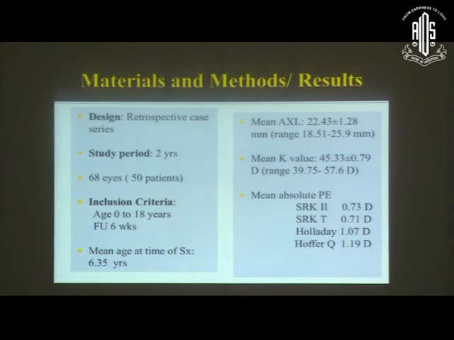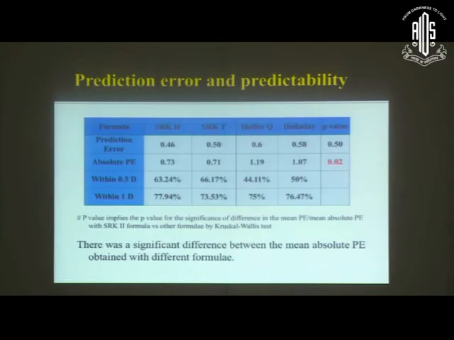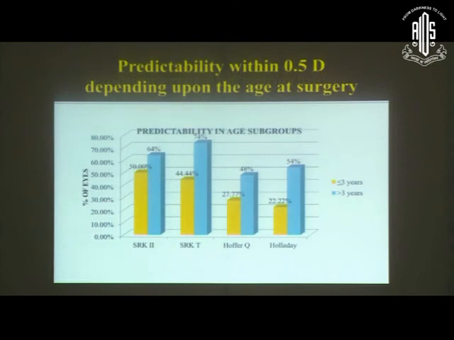SRK2 and SRK-T were similar, and it was higher in Hofer-Q. And we found that there was significant difference between the mean absolute prediction error obtained in all the 4 formulas. So none of the formulas were together in the prediction error. And when we looked at the predictability within 0.5 diopters, depending on age, we found that SRK-T gave the best results, followed by SRK2. They were close to each other in children more than 3 years.